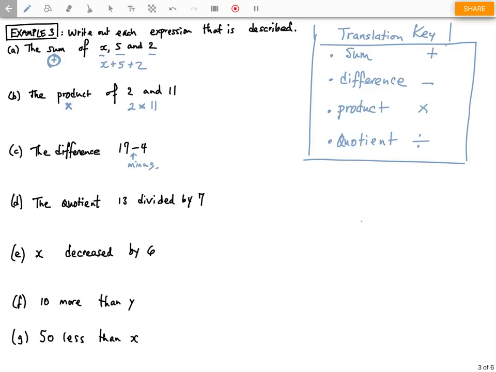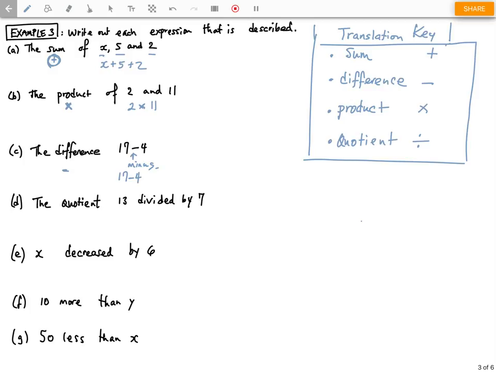3C, I meant to write the difference of 17 minus 4. I meant to write that in words. So the difference, as we look at the translation key, is subtract. So the difference of 17 and 14 is 17 minus 14.